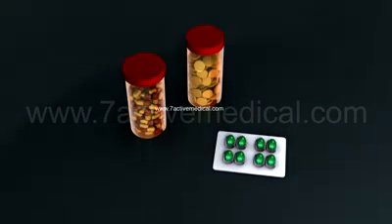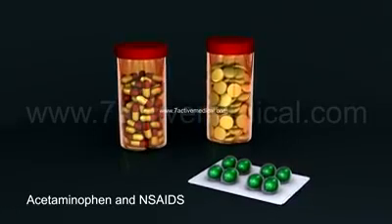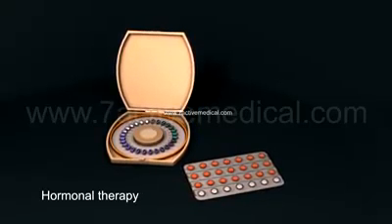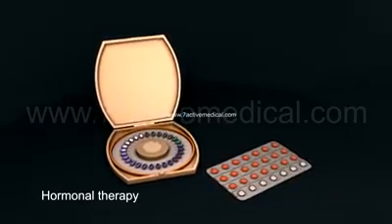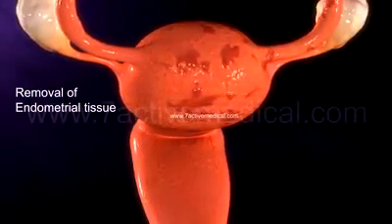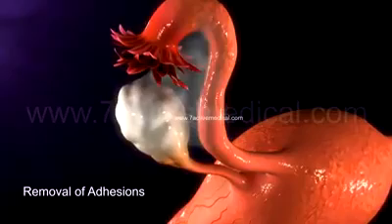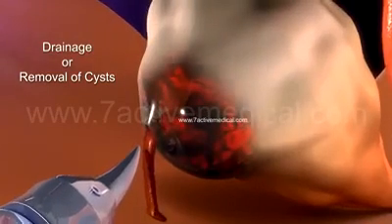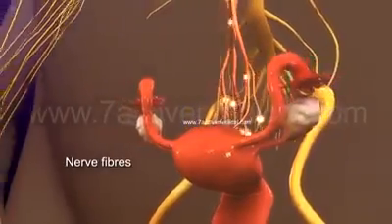Treatment for endometriosis includes the following: use of pain medication such as acetaminophen and NSAIDs, hormonal therapy with birth control pills which prevent monthly endometrial buildup and bleeding, surgery to remove endometrial tissue, adhesions, cysts, or nerve fibers which relay pain.